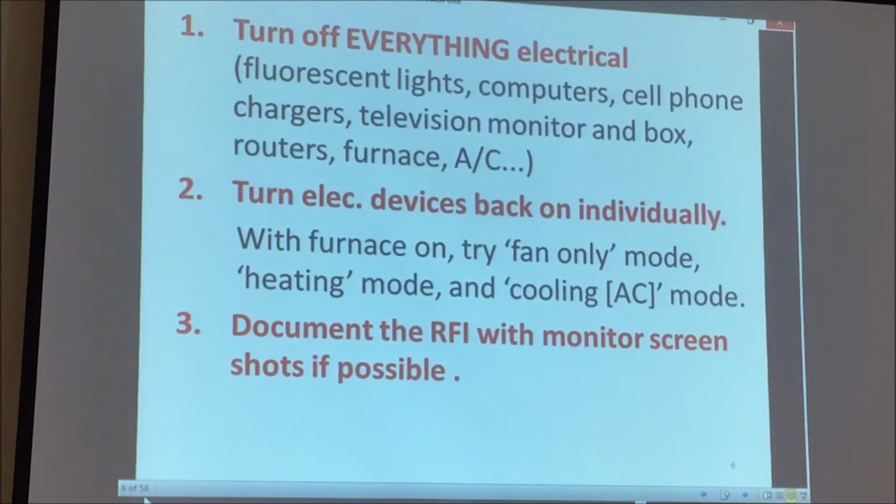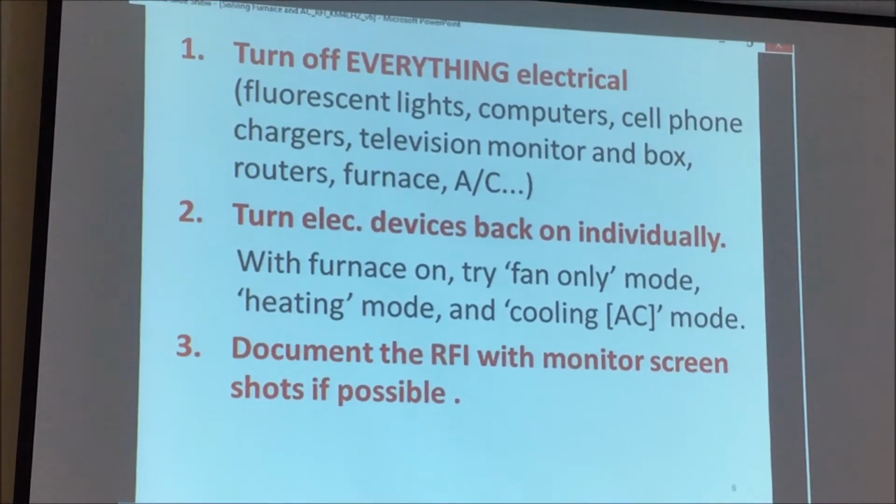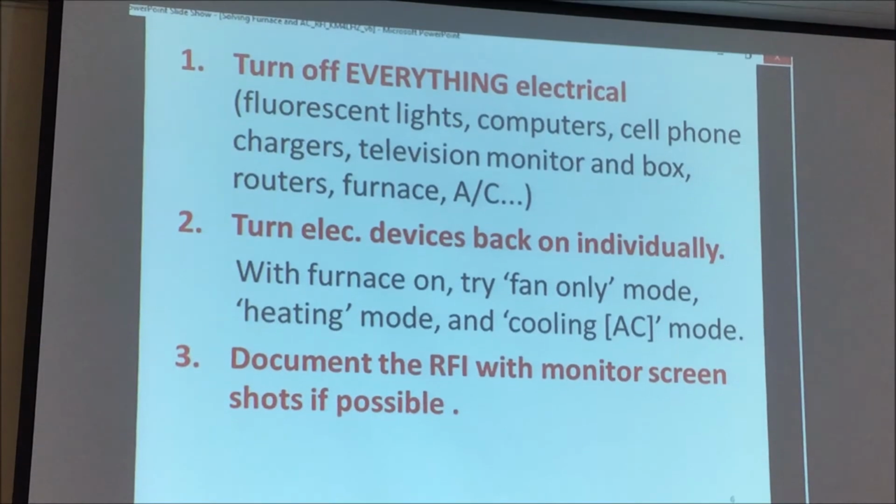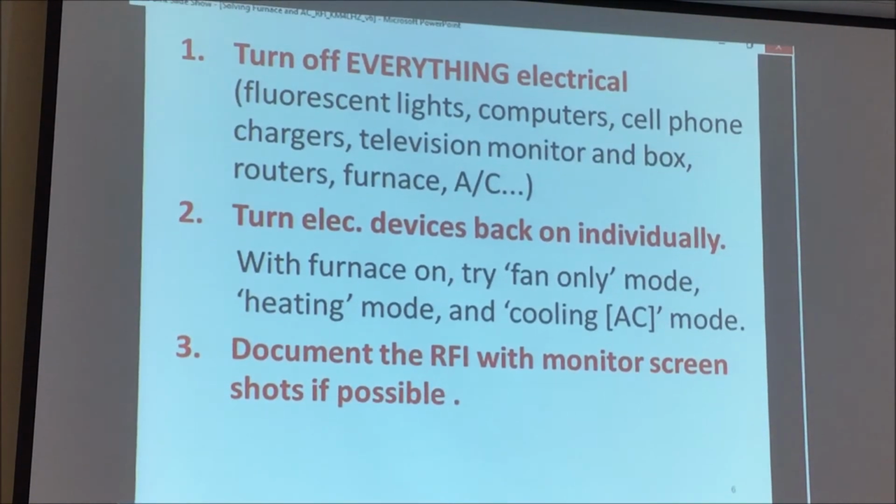So here's the generic common advice, and actually it did work for me. You begin by turning off everything electrical in your house if you're having a problem. Fluorescent lights, computers, cell phone chargers, television, monitor box, routers, furnace, air conditioning. This may not make you popular in the dead of winter, but it works. You turn things on individually. And with the furnace, I will talk a little bit more about the issues involved.